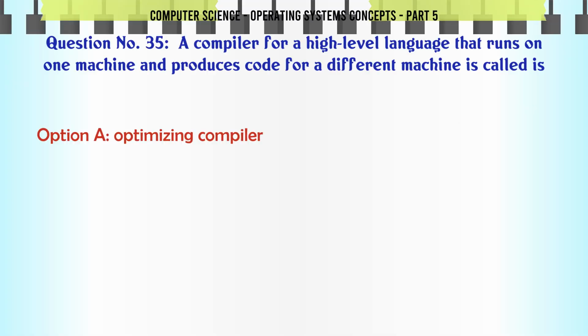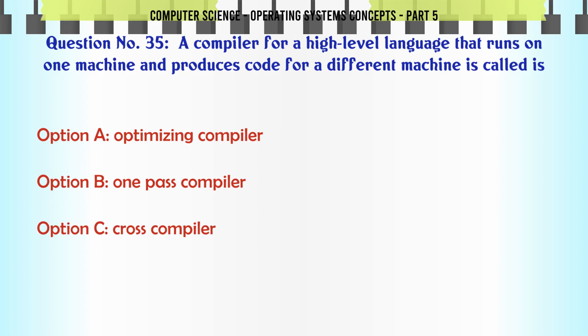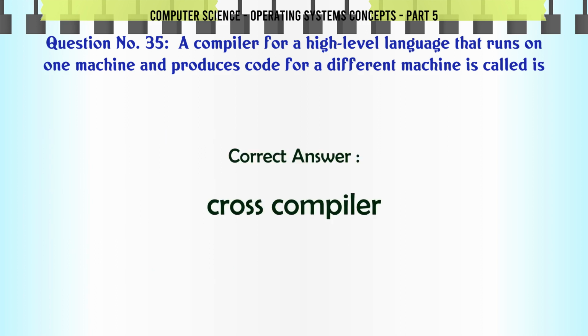A compiler for a high-level language that runs on one machine and produces code for a different machine is called A. Optimizing compiler. B. One-pass compiler. C. Cross-compiler. D. Multipass compiler. The correct answer is cross-compiler.